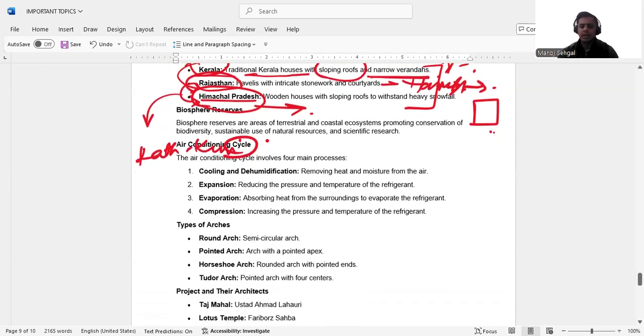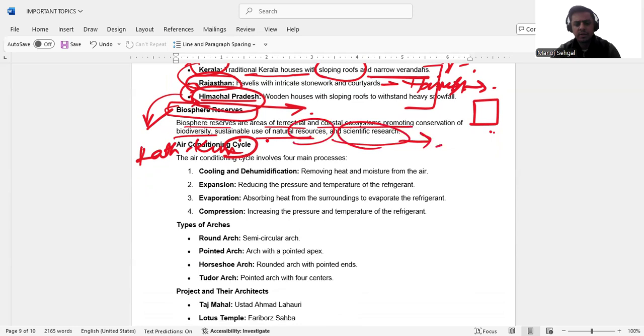Moving on with the idea of the Ramsar list and World Heritage sites, there is also something called Biosphere Reserve, where we need to learn about biosphere reserves and the areas of terrestrial and coastal ecosystem which promote the conservation of biodiversity, sustainable use of natural resources, and also scientific research.